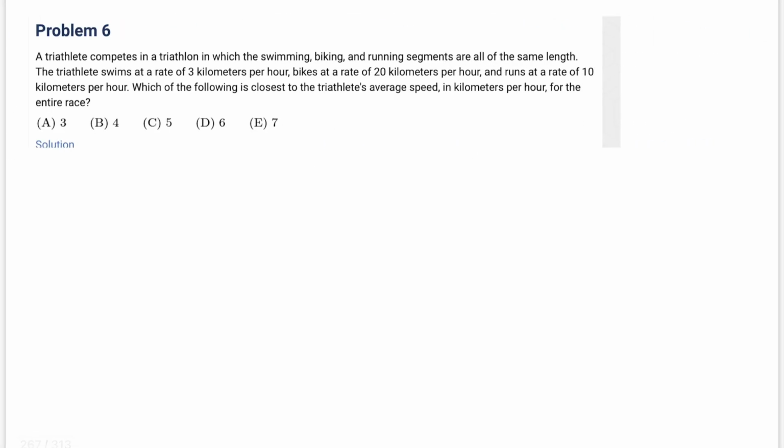Problem number 6. A triathlete competes in a triathlon in which the swimming, biking, and running segments are all of the same length. The triathlete swims at a rate of 3 kilometers per hour, bikes at a rate of 20 kilometers per hour, and runs at a rate of 10 kilometers per hour.